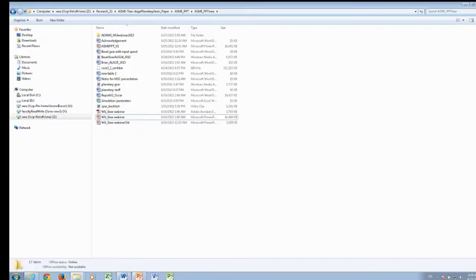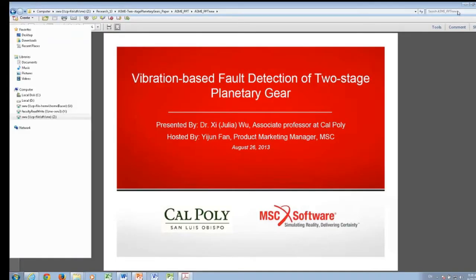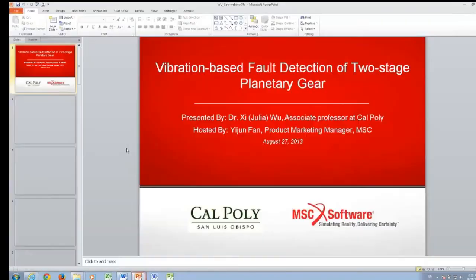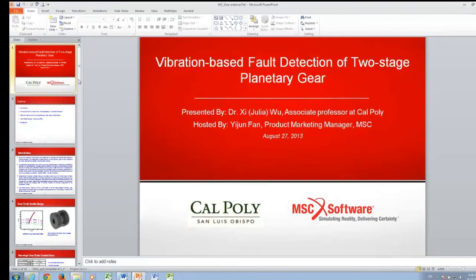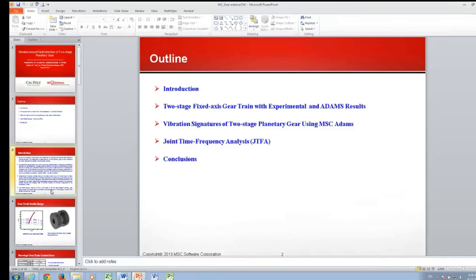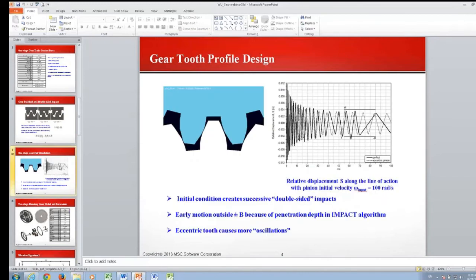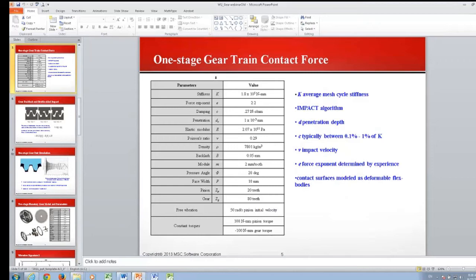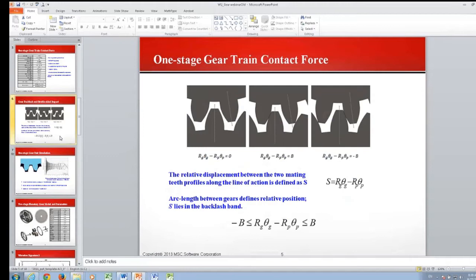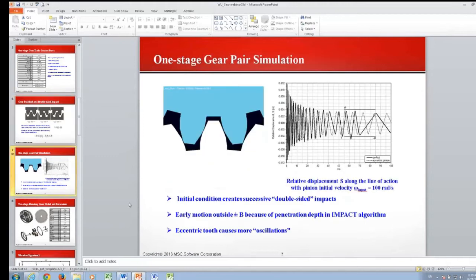Okay, I can show you another one. Oh, sorry, this is not correct. I didn't show it here. This is my old presentation. Before, I wanted to show that. Here, we do one-stage gear chain contact. So we choose all of those parameters. Okay, I will show this one.